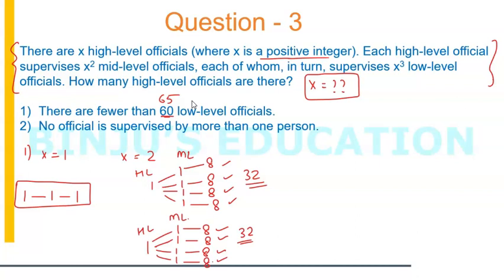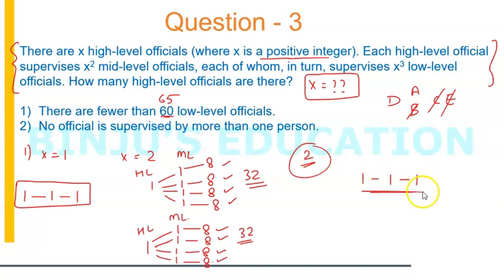Anyways, so from statement 1 we do have a conclusion, which means B goes out, C goes out, and E goes out. Statement 2 says no official is supervised by more than one person, so which basically means there is only one possibility, which is 1. So again we will have 1, 1 and 1. So this will definitely give us the answer, hence our answer is D.